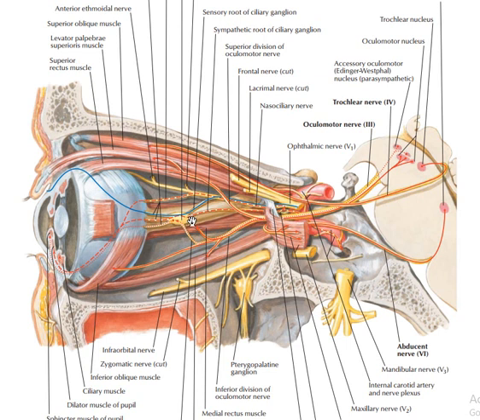We've seen the medial rectus, the inferior rectus, the superior rectus, the superior oblique, the inferior oblique, and the levator palpebrae superioris, which is used to move the upper eyelid up.